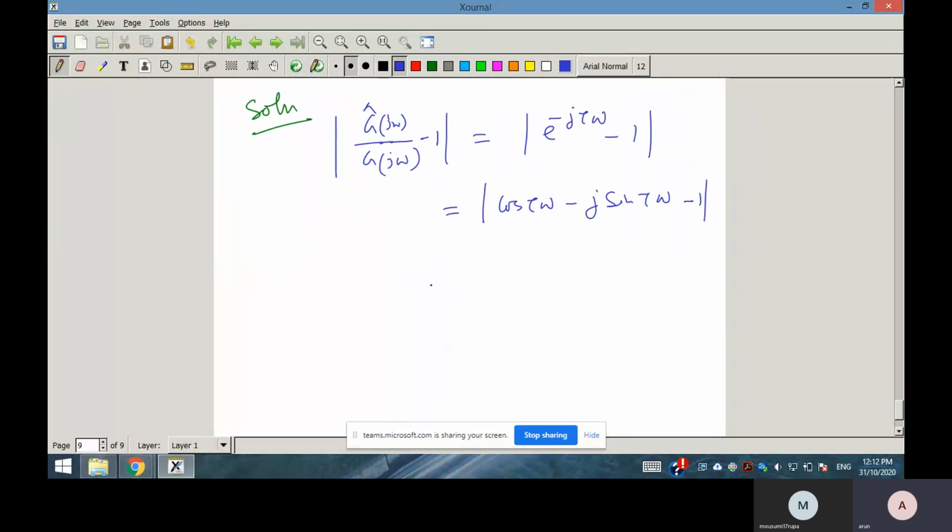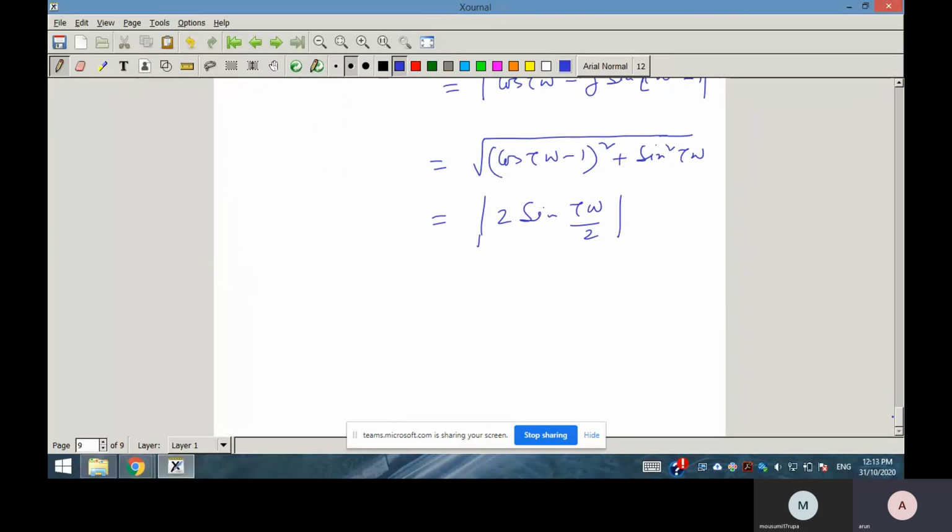This you can write as root under cos tau omega minus 1 whole square plus sine square tau omega. So this is equal to mod of 2 sine of tau omega by 2. Let's check it.